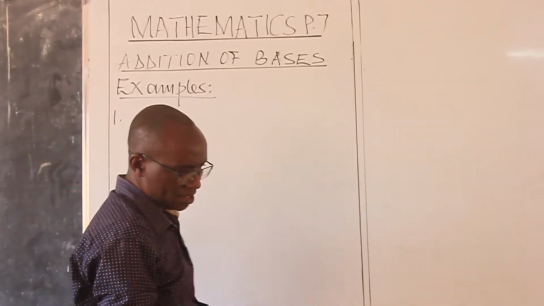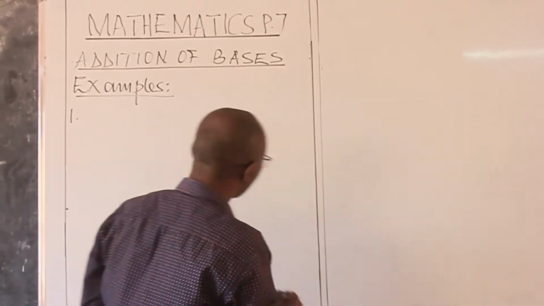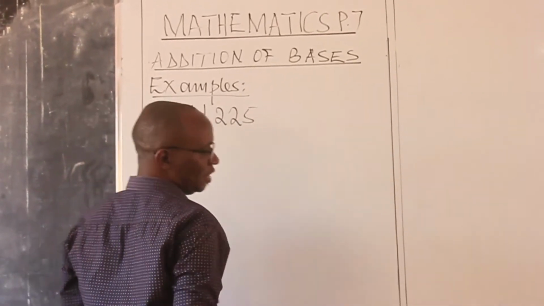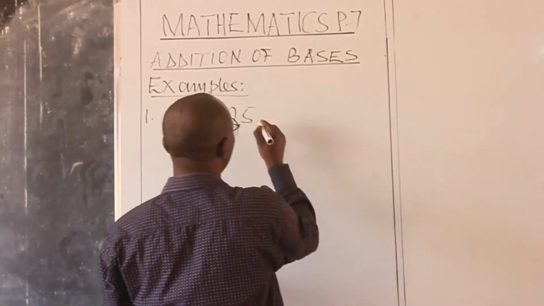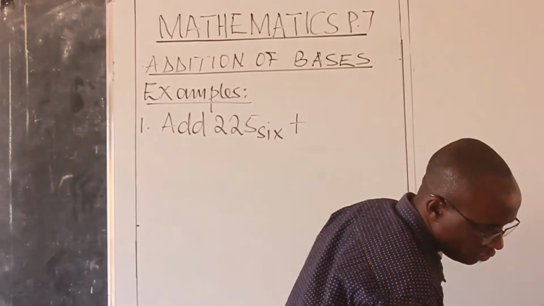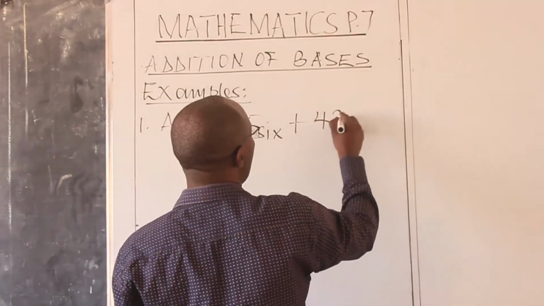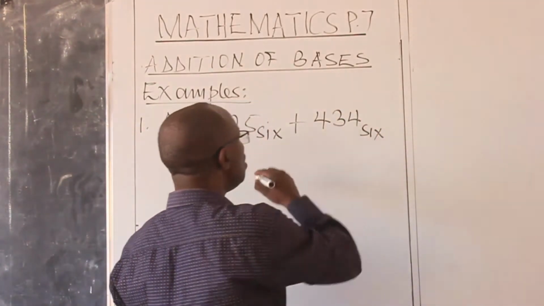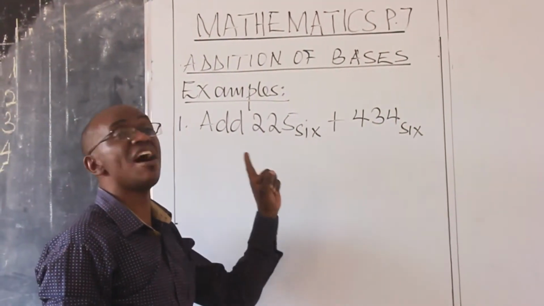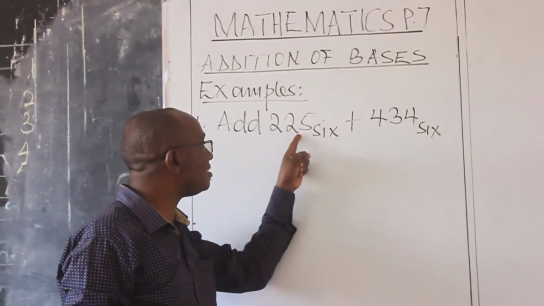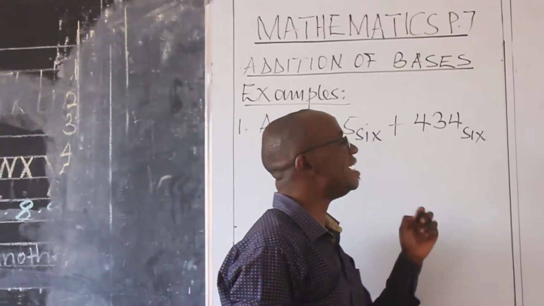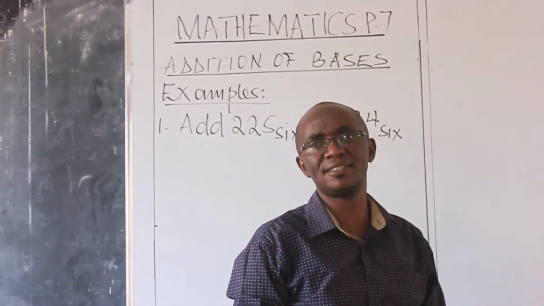Example number one: add 225 base 6 plus 434 base 6. Now when you look at this question, you realize that you don't have a digit 6, because if you write 6 in base 6, that will be a wrong statement. We cannot write 6 in base 6. Neither can we write a digit that is greater than 6 in base 6.